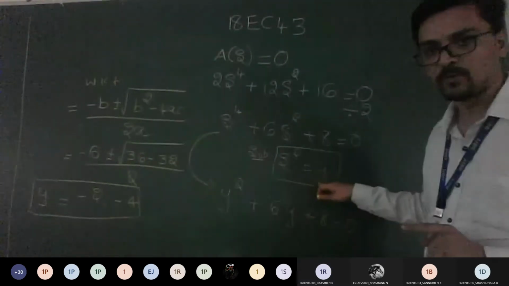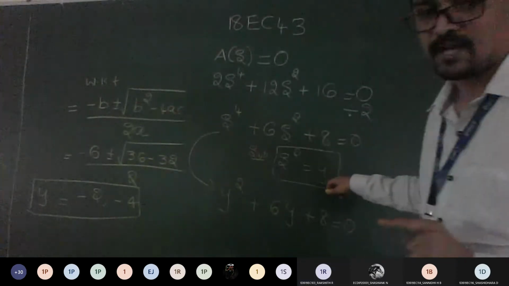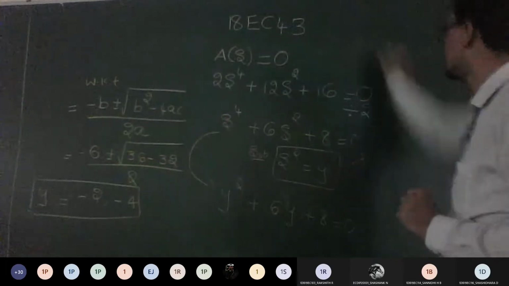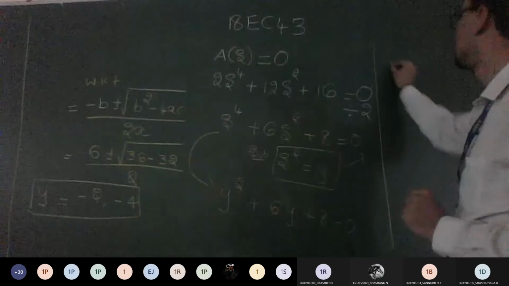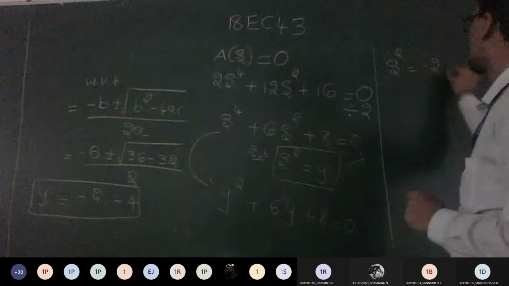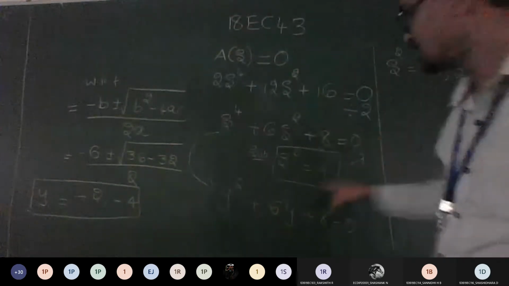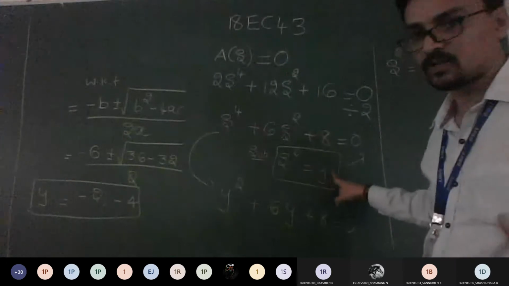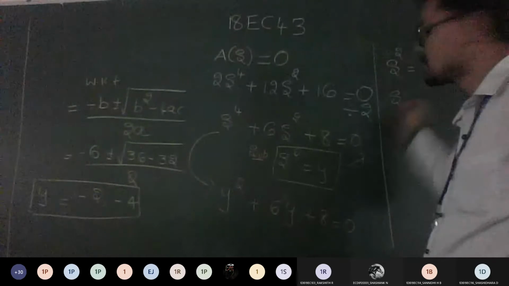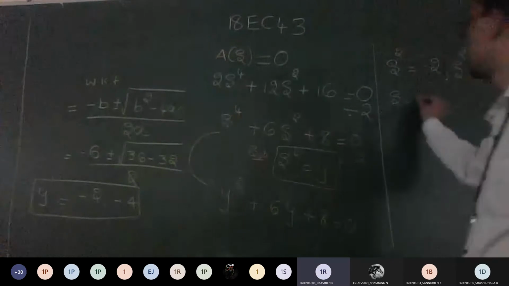But what is s? We already proved s square is equal to y. So from this, I am going to get two answers. One is s square equals minus 2 and one more is s square equals minus 4. Agree? Because I know s square is equal to y. So from this, can you tell me what s is equal to? Plus or minus root 2.